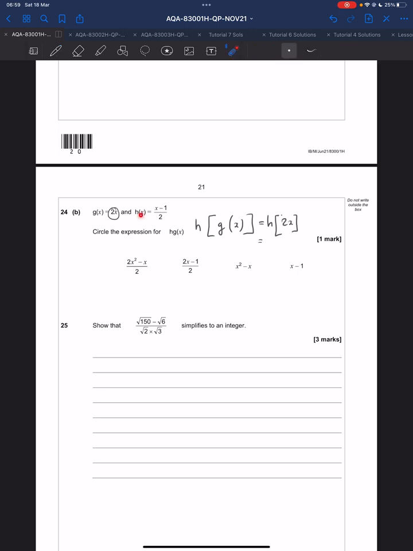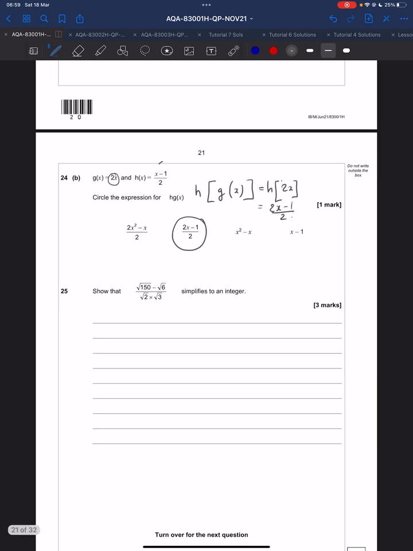When we do h to something, we do the something, take away 1 over 2. But our something is now 2x. So we've got to do 2x minus 1 over 2. That one there. It's applying it, so 2x minus 1 over 2. So basically, we've got to put g of x in there, because it's h of g of x.